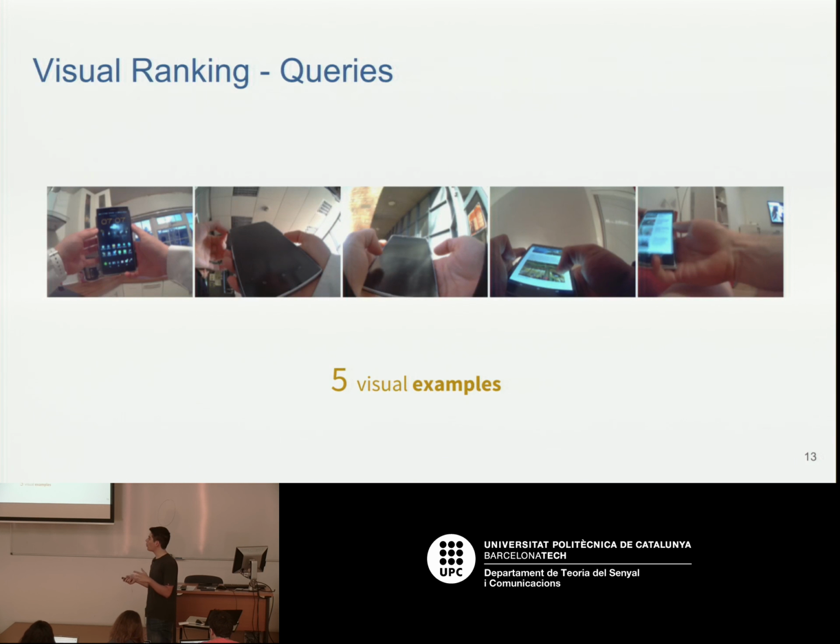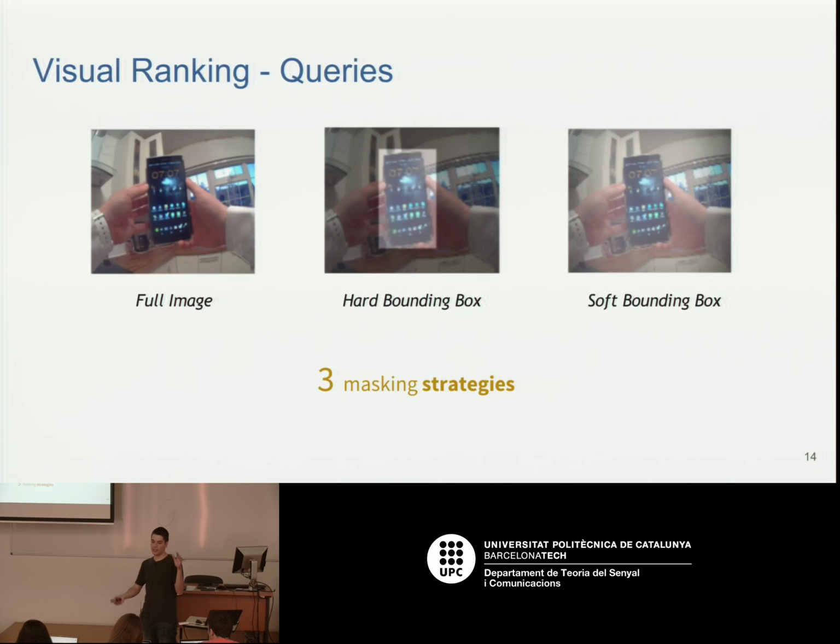To make that comparison, we built a descriptor of the queries, and then we built a descriptor of each target image. In order to build the query descriptor, we use 5 visual examples that depict the object from different points of view. Then we average their histograms by using 3 masking strategies. The first one is just averaging the histogram of the 5 whole images. Then we use only the visual words that fall inside the bounding box. And finally, we use a soft bounding box in order to enhance the center, the bounding box, but also take into account the background.